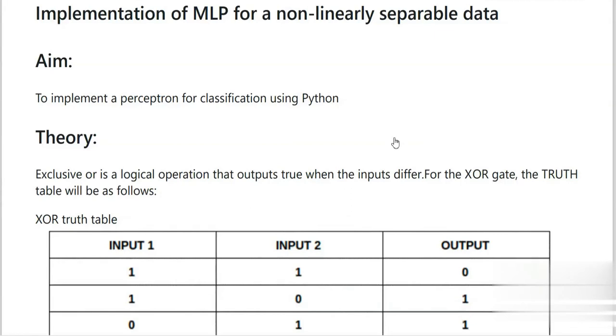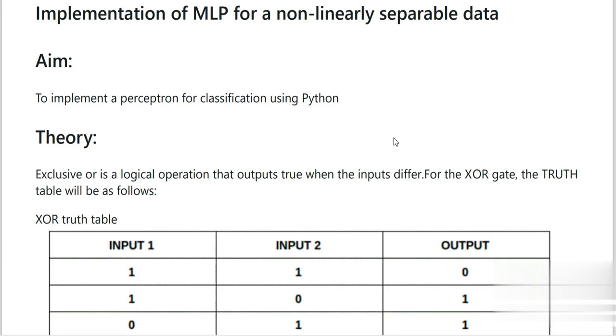Hi all. Today we are going to discuss the implementation of a multilayer perceptron (MLP) for non-linearly separable data. As we all know, an MLP is a type of artificial neural network consisting of multiple layers of neurons. The neurons of the MLP typically use non-linear activation functions, allowing the network to learn complex patterns in data. The major uses of MLP are pattern classification, recognition, prediction, and approximation.